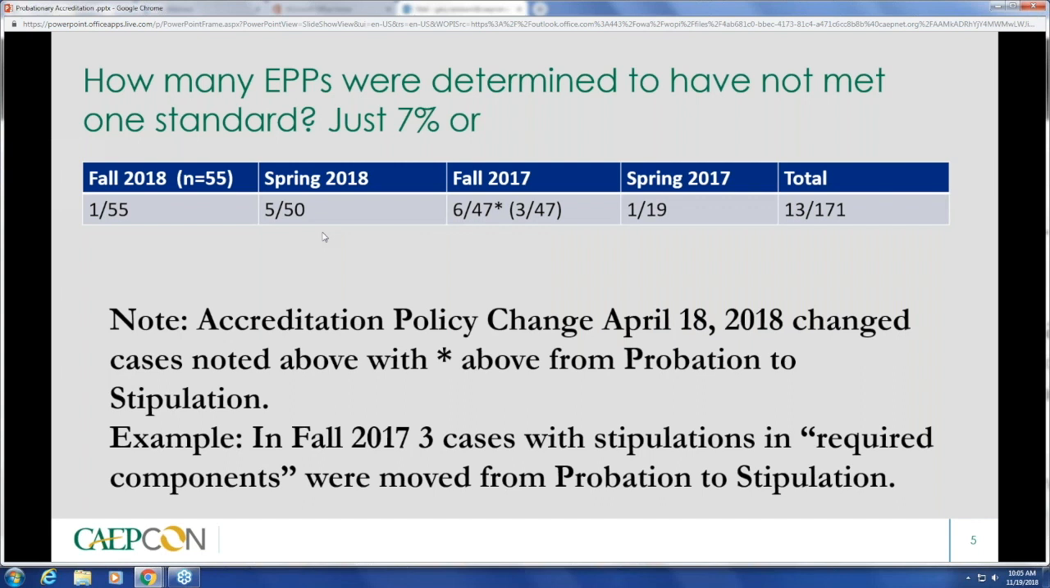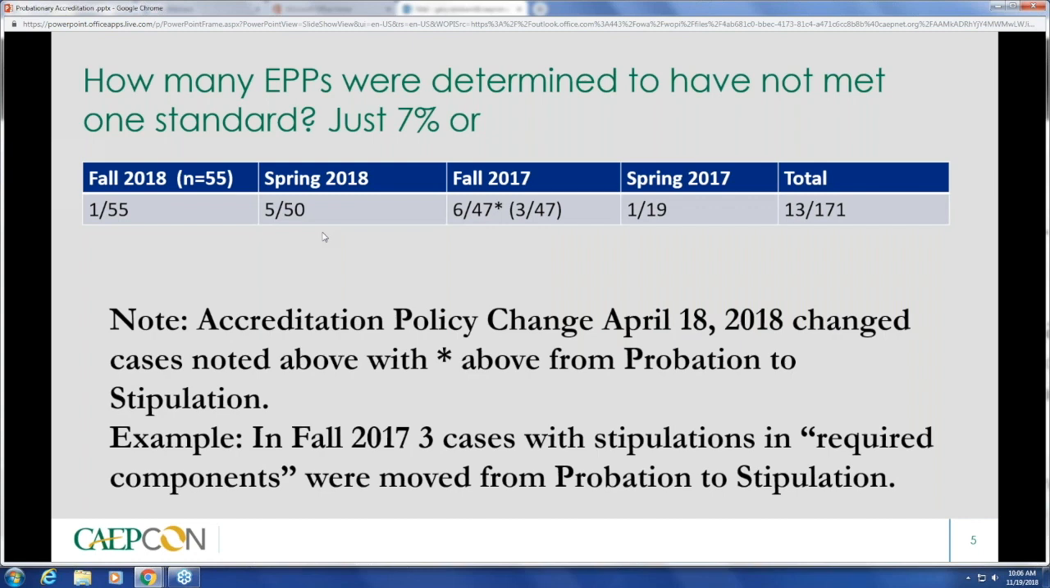So if you look at the middle column there, fall 17, you see that originally it was 6 out of 47, and then it got changed to 3 out of 47. So there's now only 3 from that semester. And those were cases that had it on a required component. Most of them were out of standard 4, or it could have been 5.3 and 5.4. And so then they were moved from probation to stipulation.